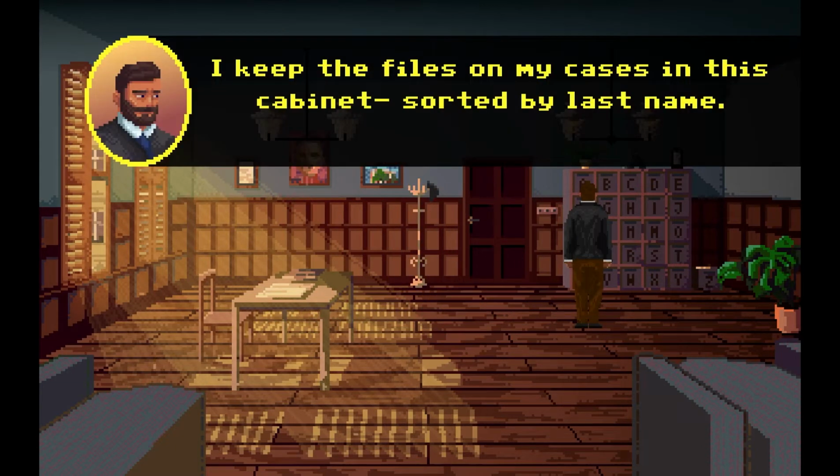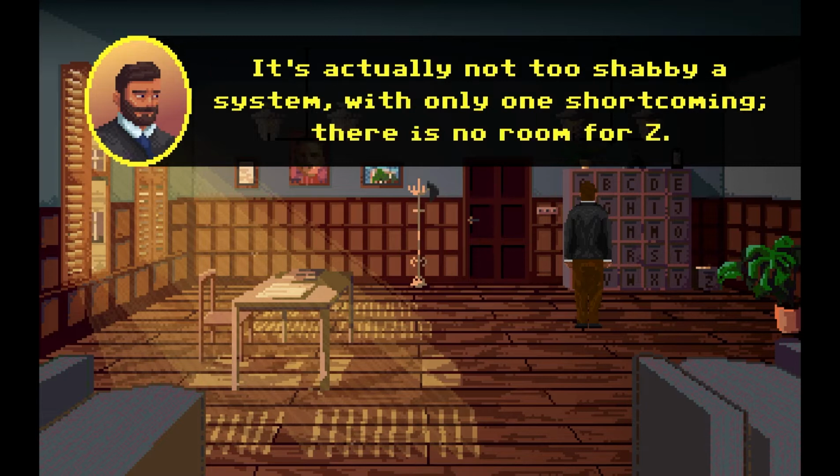I keep the files on my cases in this cabinet, sorted by last name. It's so funny how that's like a perfect IKEA shelf, but then the Z is just on its own. It's actually not too shabby a system. With only one shortcoming, there is no room for Z, exactly. It's quite funny.